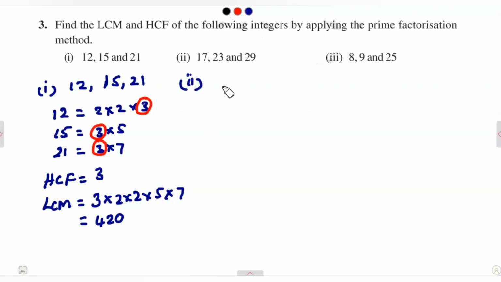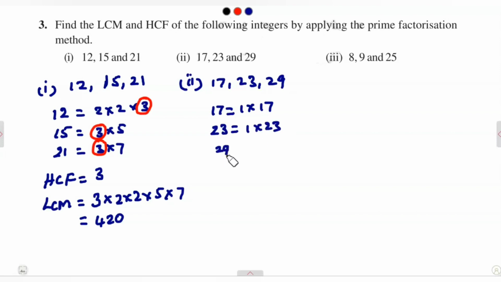17, 23 and 29. If you observe, these are all prime numbers. 17 can be written as 1 into 17 because they don't have any other common factors other than 1 and itself. 23 is also a prime number, so 1 into 23. 29 is equal to 1 into 29. Every number is a prime number, so except 1, they don't have any other common factor. So HCF will be 1.